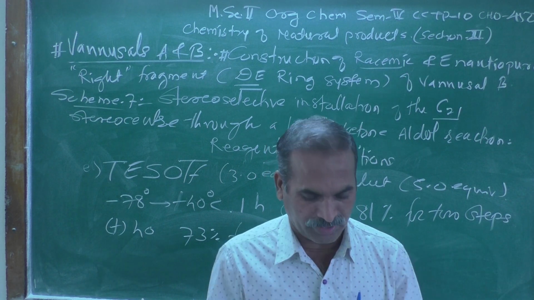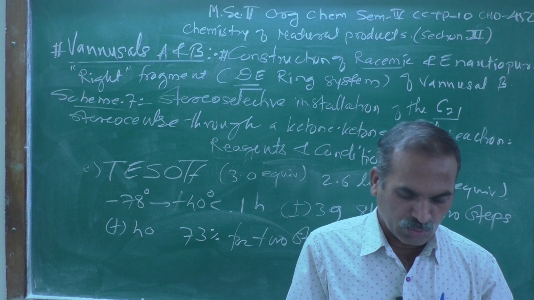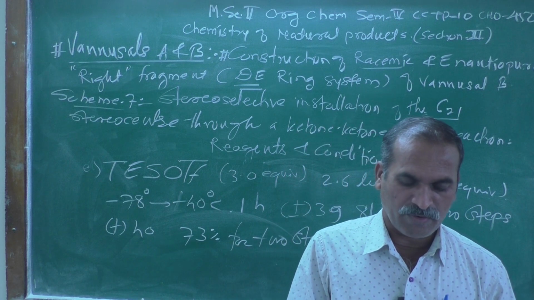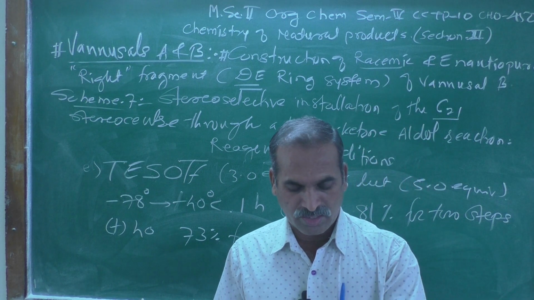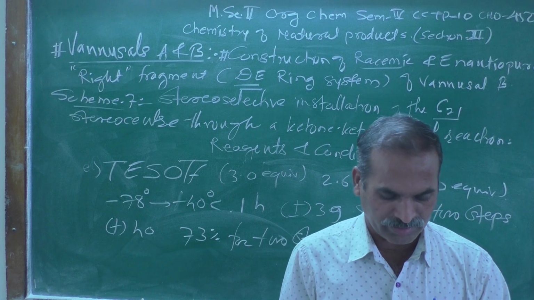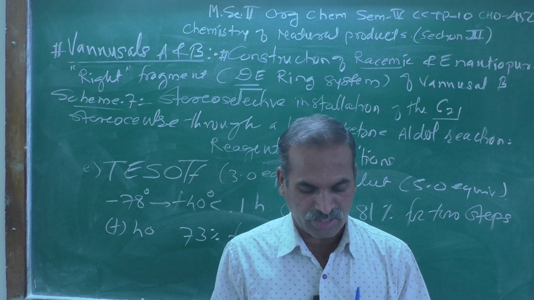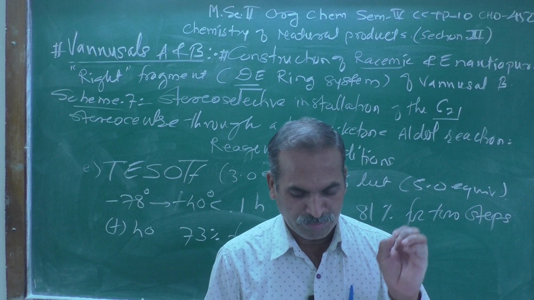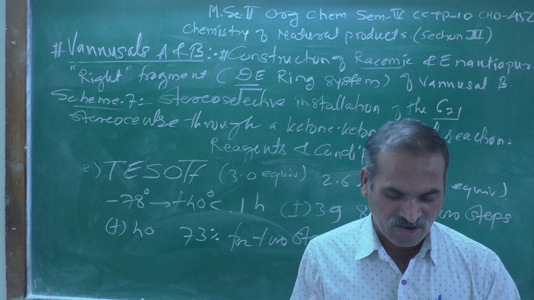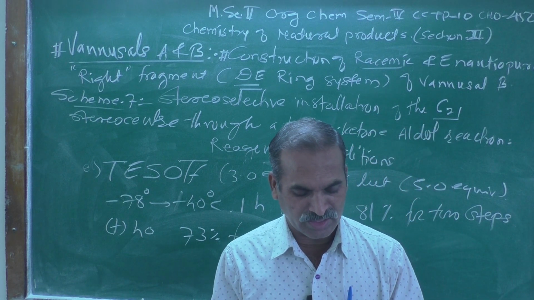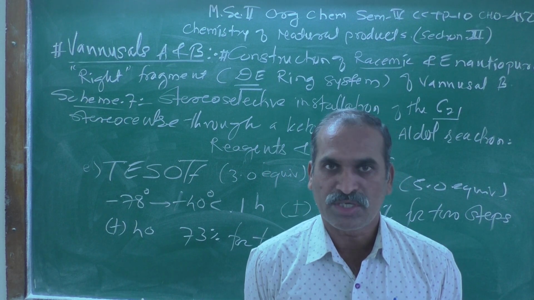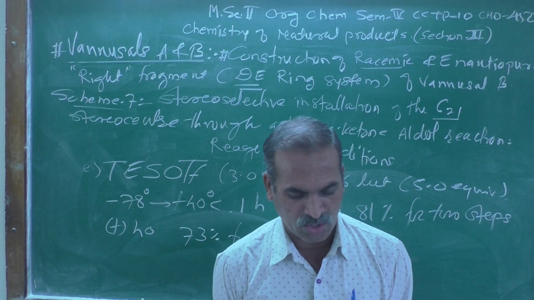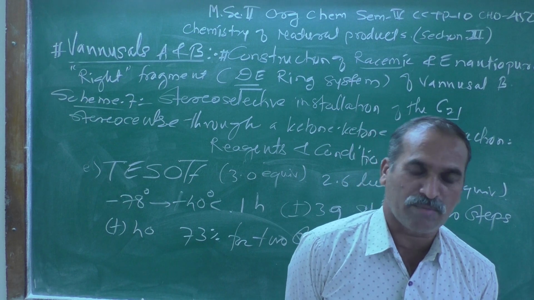And it is noteworthy to point out that while IBX in DMSO performed well in this reaction, other oxidants such as PCC, pyridinium chlorochromate, DMP and TPAP, NMO resulted in little or no conversion, presumably due to the lack of reactivity of the diol in the solvents employed, that is CH2Cl2 or CH2Cl2 methanol mixture, as a result of strong intramolecular hydrogen bonding.